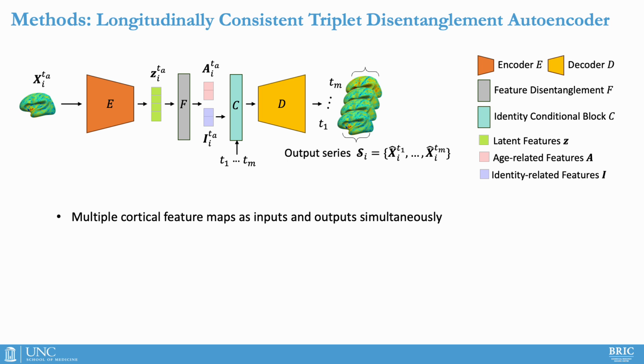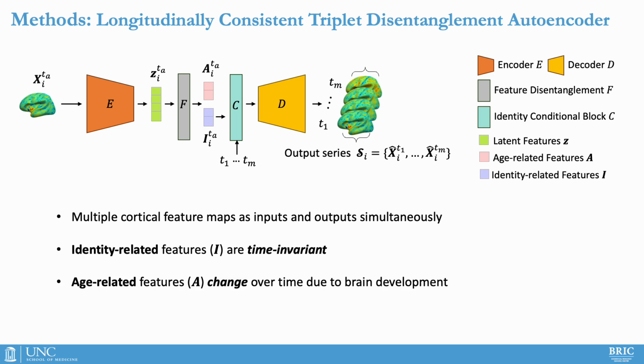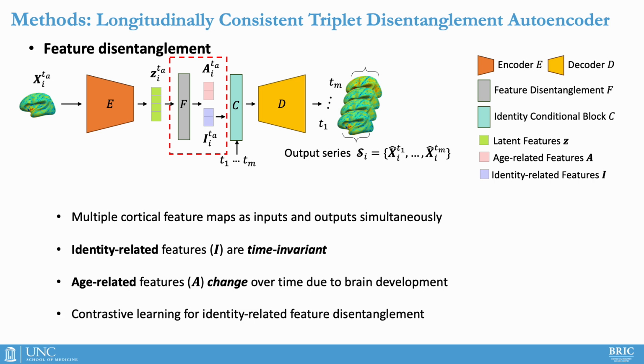Some people may wonder, why don't we directly use the latent feature for the following generation? As the brain develops over time, the primary and secondary cortical folds are well established and remain relatively stable. So we suppose the identity-related features should be time invariant, and the age-related features should change over time. Therefore, we would like to decompose the latent features into two components: identity and age-related features. Besides, contrastive learning is useful for identity-related feature disentanglement.